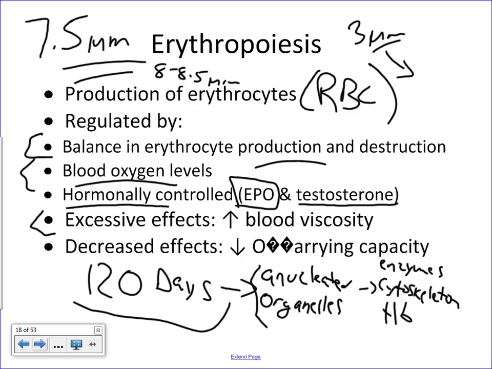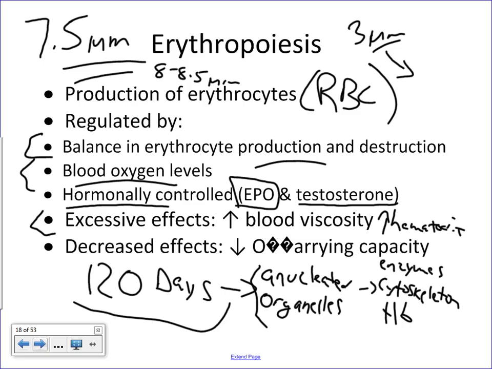Okay, and when this process goes awry, if this happens in excess, then we're going to have an increased hematocrit. Our blood's going to become more viscous and thick, and that's going to affect how it circulates throughout the body and affect blood pressure and so on. Or it could cause a disease process called polycythemia. So excessive production means excessive cells.